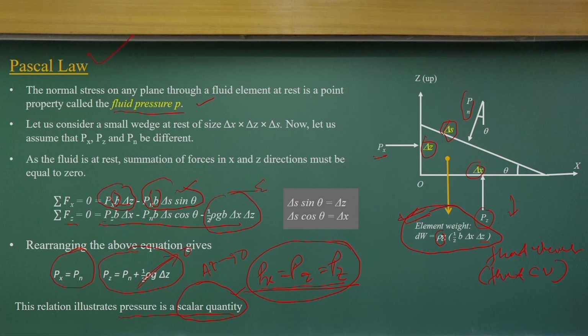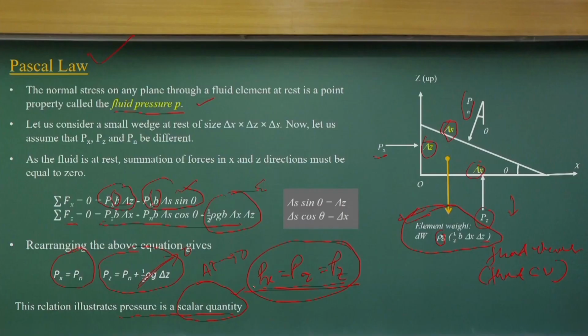In a very simple way, consider a fluid element at rest conditions and equate the forces due to pressure and the gravity component in the x direction and y direction, and consider that delta z tends to 0. That means your control volume becomes smaller and smaller, infinitely small. At that limit, you will have Px, Pz and Pn equal. That is Pascal's law.